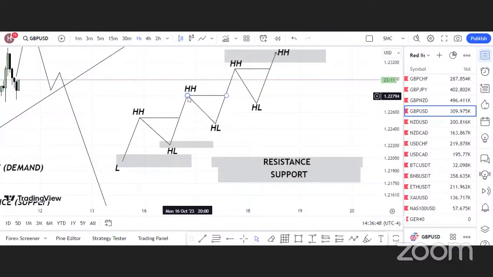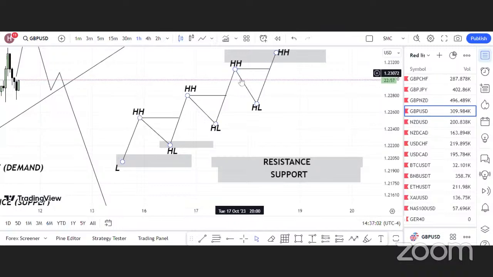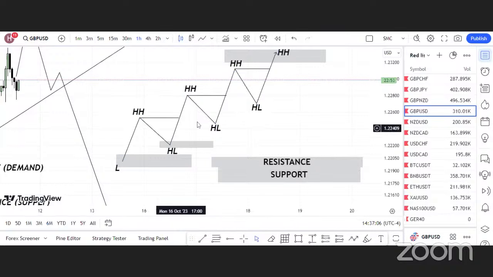This is the recent high. The market moved up again to break the recent high, creating another higher high, and then coming down to create another higher low. So this happens when the market is moving to the upside, the bullish movement, the uptrend movement.